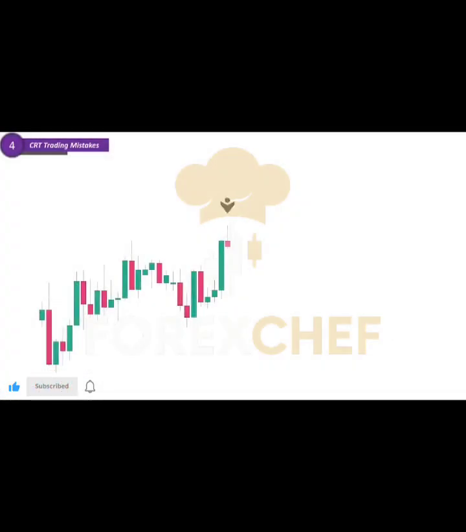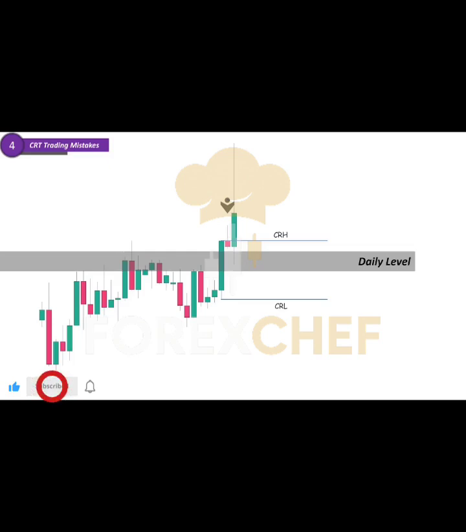Traders also often forget about market context. Even a perfect-looking CRT setup can fail if it happens right into a major news release or near a strong higher time frame level like a daily resistance or support. Always check the bigger picture. Avoiding these simple mistakes will help you get much more reliable results with CRT. Now, in the next part, let's look at some real chart examples and see how we approach different market scenarios.